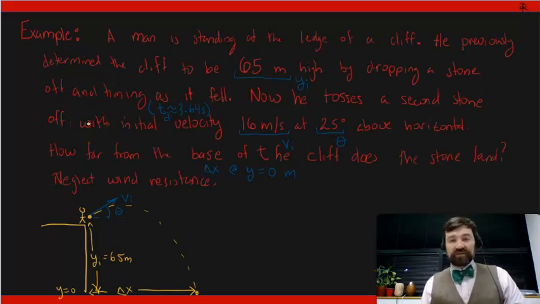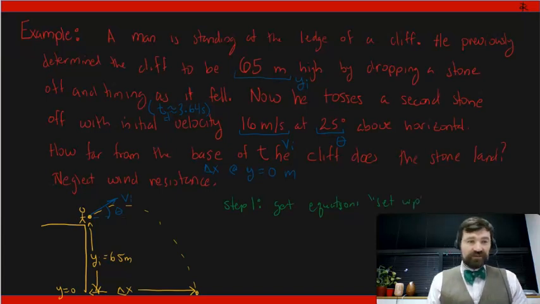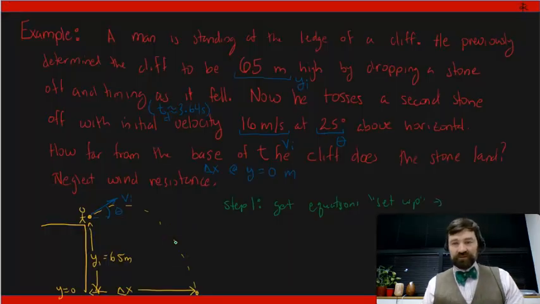So now we're ready to actually solve the problem. How do we go about solving a problem like this? Well, you kind of have to do it piecewise, so let's write out some steps. Step 1 might be to get everything into equations, so get the equations set up. What that basically means is we want to get v_ix and v_iy, so we can use these two equations.